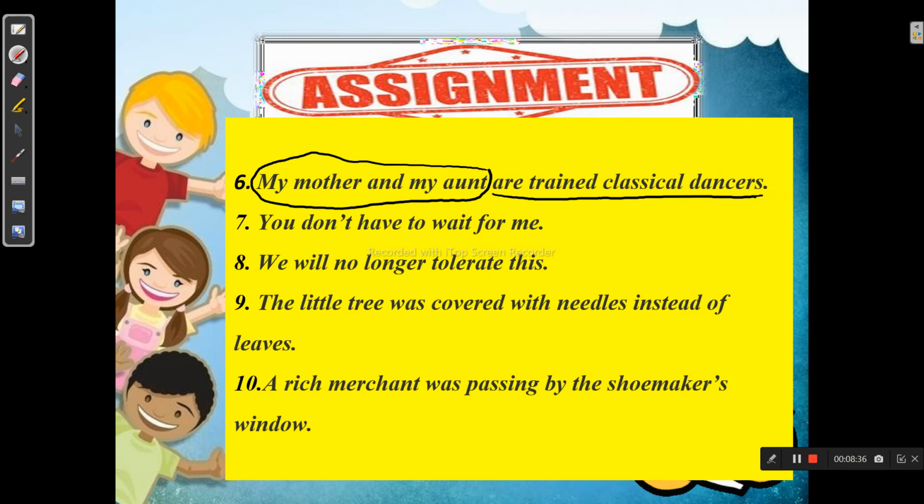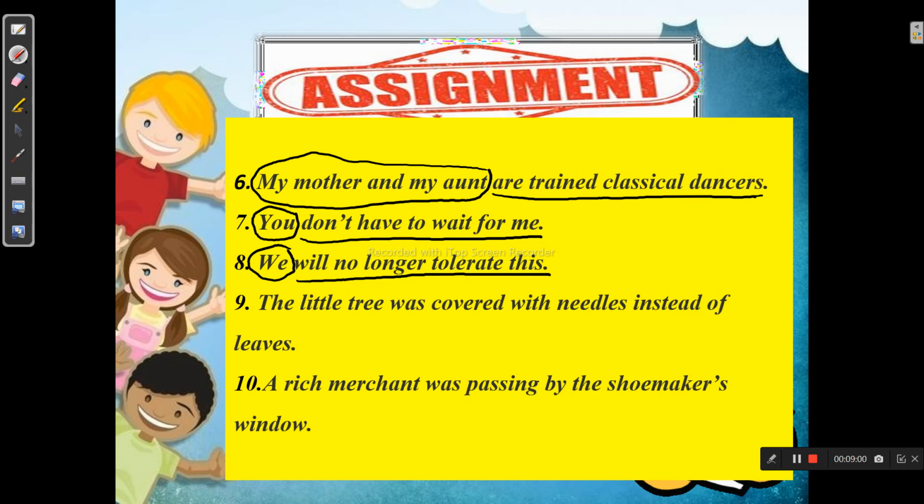Seventh, you don't have to wait for me. Who don't have to wait for me? You. So pronoun you becomes subject. Don't have to wait for me is predicate. Eighth, we will no longer tolerate this. Who will no longer tolerate this? We. So pronoun we becomes subject. Will no longer tolerate this is predicate.